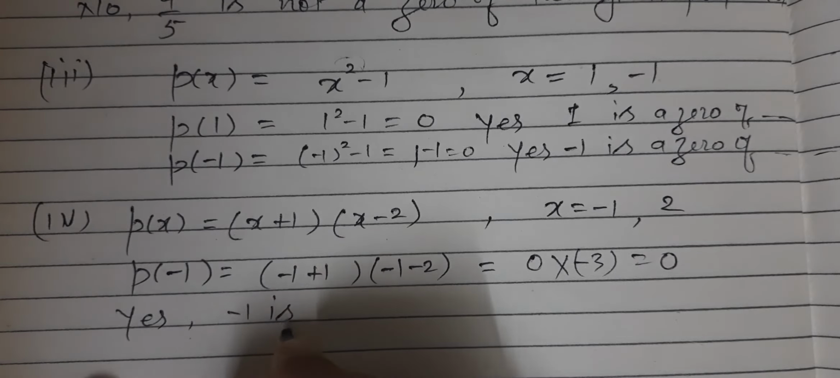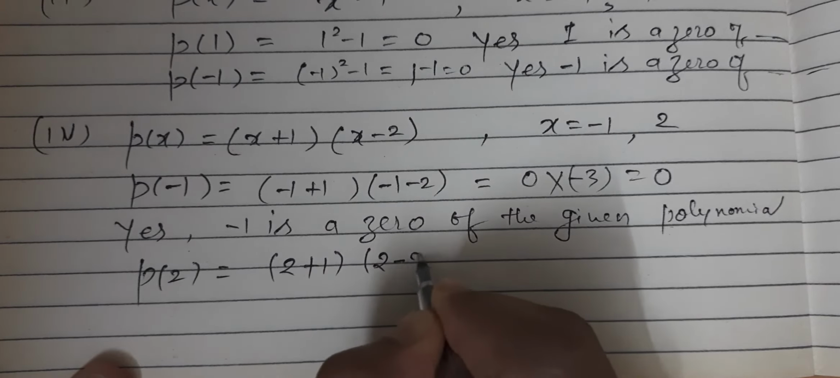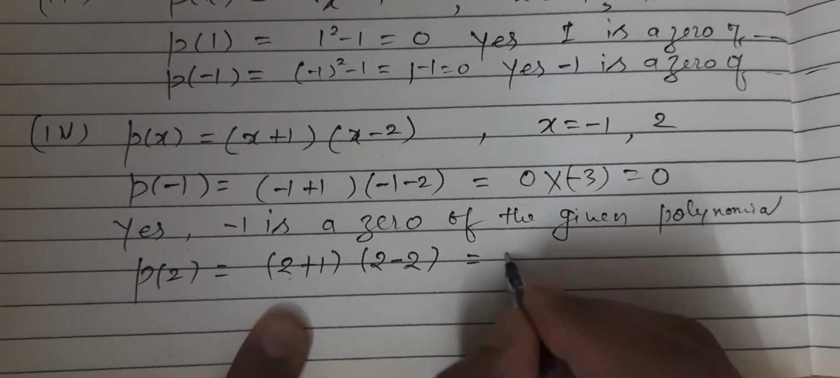Okay, similarly we will put 2 because one more number is given. So 2 plus 1, and here 2 minus 2. So 2 plus 1 is 3 and 2 minus 2 is 0. So see, again we are getting 0. So yes, this 2 is a 0 of the given polynomial.